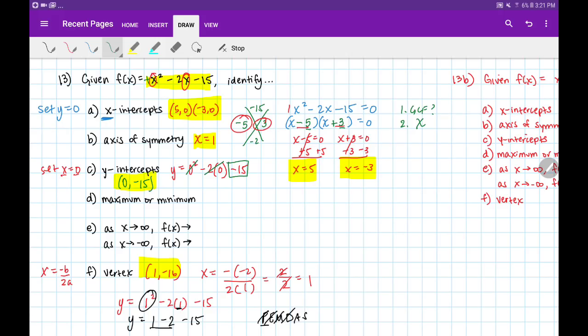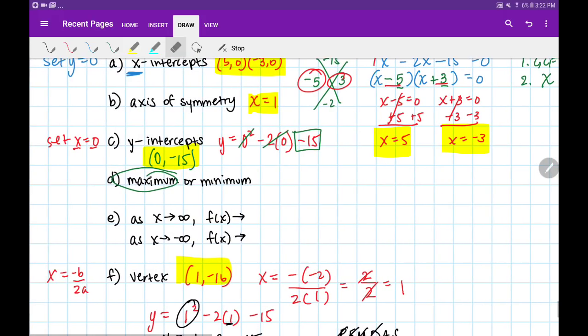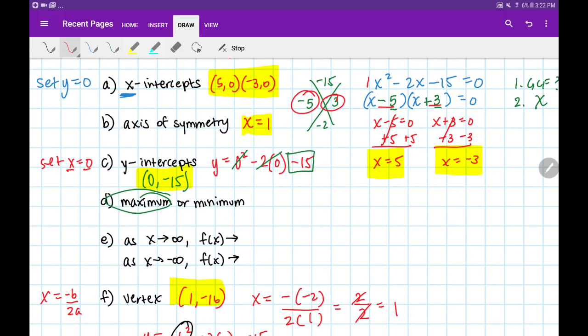Okay, next it says find out if this is a maximum or minimum. So again, we know that our graph is facing up because there's a positive out in the front. So that means that our graph has a minimum point. Now finally, I shouldn't have erased that actually. Finally, let's talk about our end behavior.